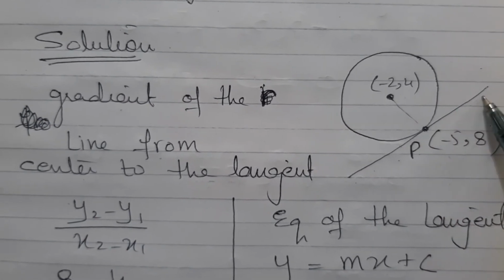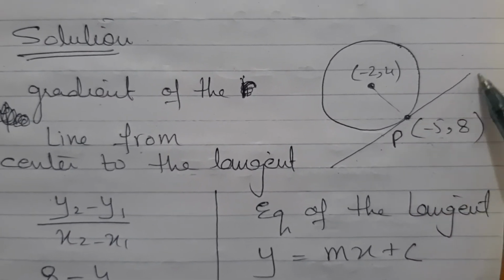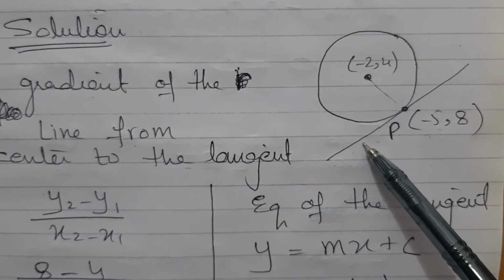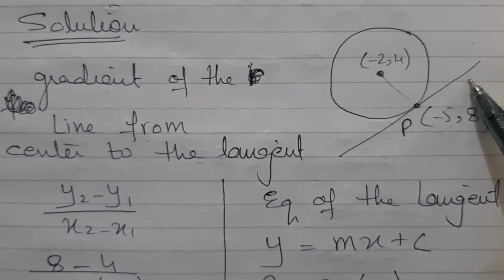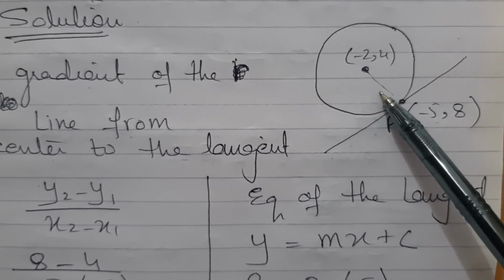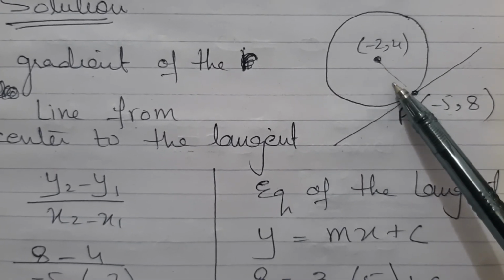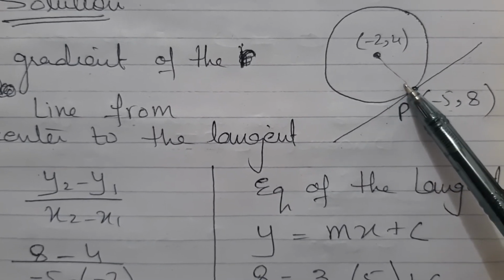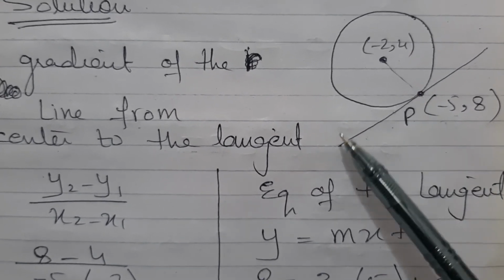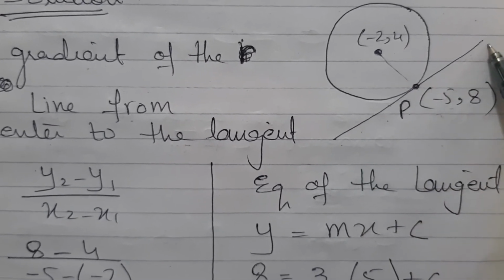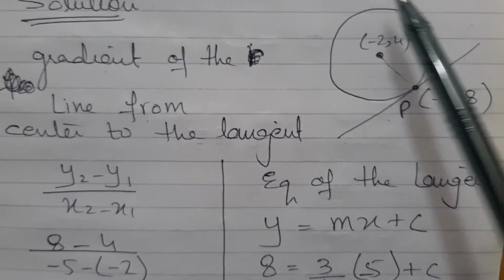I need a gradient and I need a point. Point I already have. So I need a gradient. Then using the coordinate geometry concept, I can easily find the equation of the line. Because radius and tangent are perpendicular, if I can find this gradient, I will simply take the inverse of that gradient and multiply by minus, and I will get the gradient of this line. Do you remember that concept?